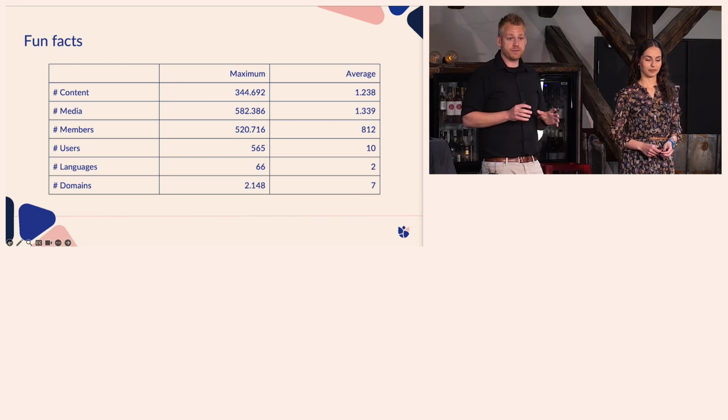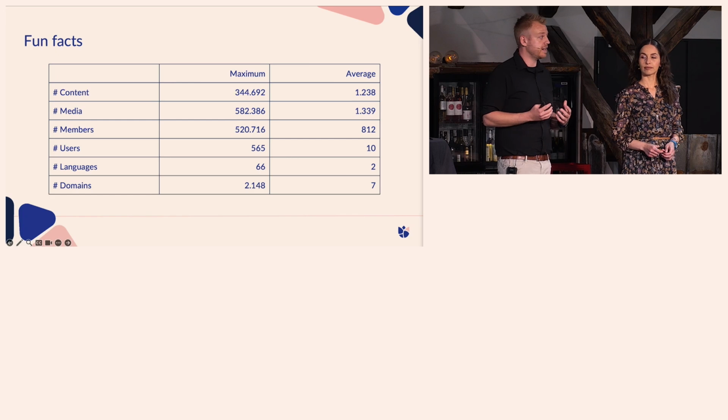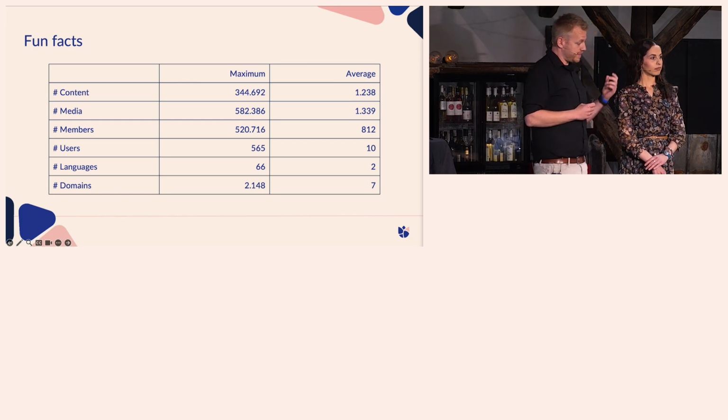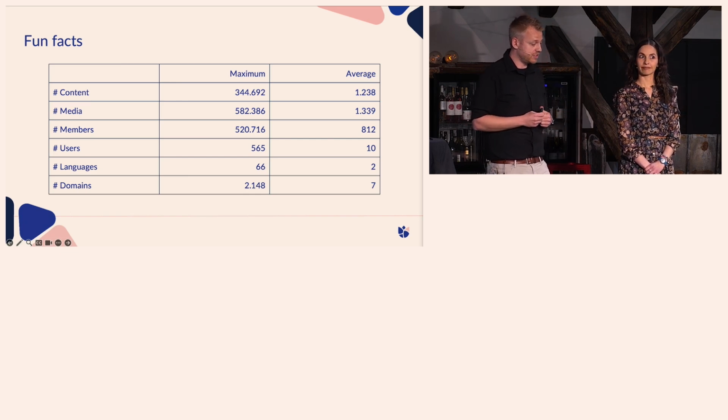Remember, we only have numbers from latest 8 and up. We are seeing a trend. More sites are reporting in detailed, so we have more numbers. If we look at the slides, one site has reported more than 300,000 content nodes.